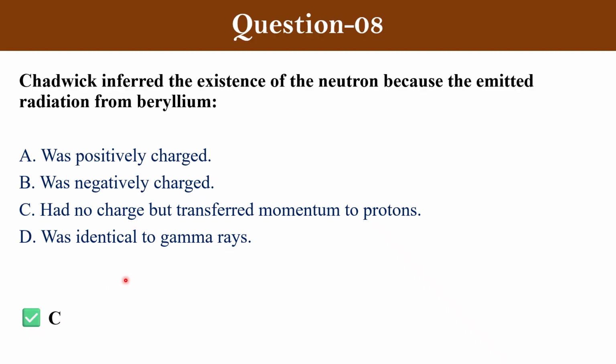How was it discovered? Chadwick bombarded barium with alpha particles, and the emitted neutral radiations struck paraffin wax and knocked out protons. Because the radiations had no charge but transferred significant momentum, Chadwick concluded it consisted of neutral particles having nearly the same mass as protons. These particles were called neutrons, which have no charge.